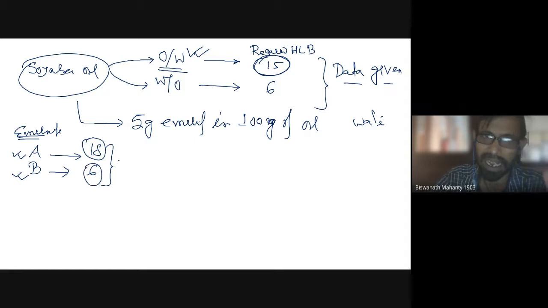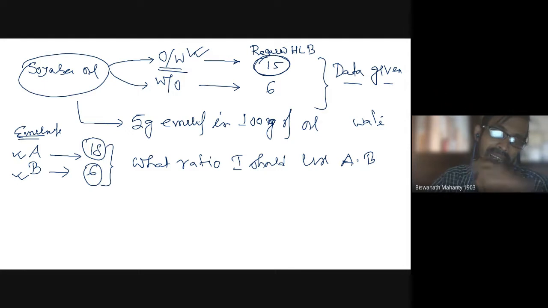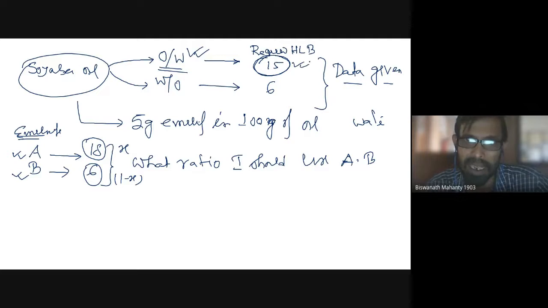So my question is, at what ratio should I use A and B, two different surfactants, for example SDS and Triton X-100? What ratio should I mix? The question is very simple. I am assuming that I will use X fraction of A, so 1 minus X fraction I will use for B. And compositely, HLB value is always additive. So what does it mean? The composite HLB should fit the required HLB.